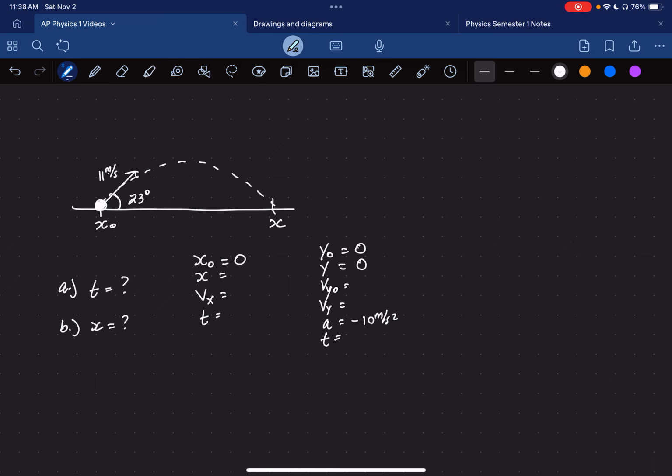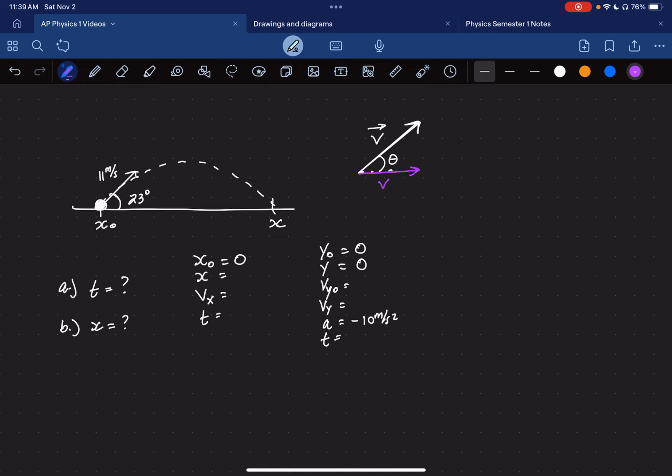Okay, so the velocity, think about where this 11 meters per second goes. Is it a horizontal velocity? Is it the initial vertical velocity? Is it the vertical velocity somewhere later in time? And of course, the answer is none of these. We have a velocity vector at an angle. And so what we want to do is break this up into components.